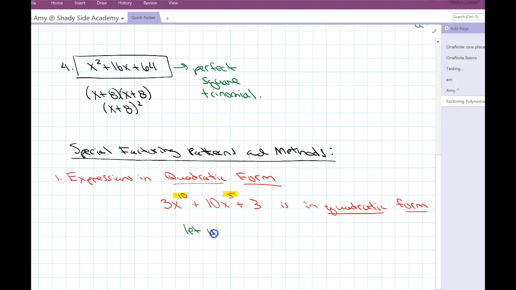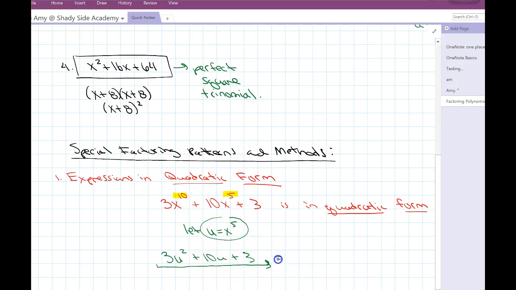We can say, let u equal x to the 5th. Okay, if u equals x to the 5th, then look what happens. 3x to the 10th plus 10x to the 5th becomes 3u squared plus 10u plus 3. And if you look at this, this is none other than a quadratic trinomial. Okay, and with this substitution, all you have done is you have rewritten your expression in explicit quadratic form. Okay, explicit means explicitly quadratic form. This is in quadratic form in that with the substitution you would have a degree 2.